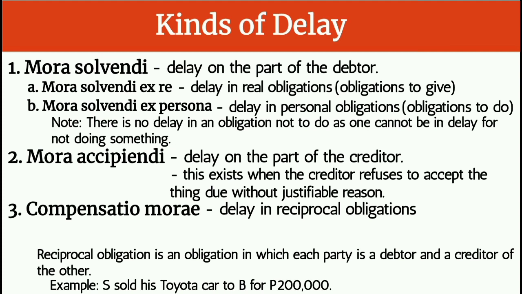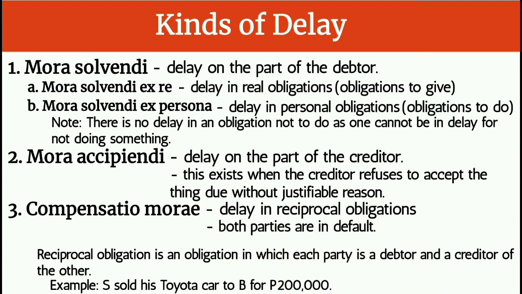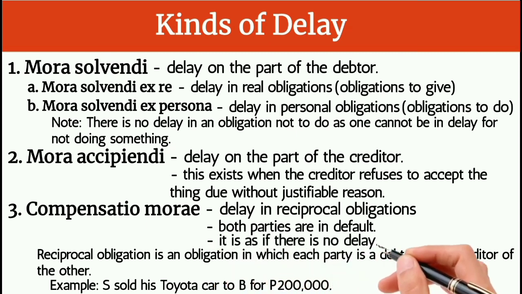Since compensatio morae is the delay in reciprocal obligations, both parties are in default. Meaning to say, si debtor at si creditor ay delay. Nag-incur ng delay si debtor and at the same time, nag-incur din ng delay si creditor. In compensatio morae, it is as if there is no delay. Why? Parang walang delay kasi nga si debtor in delay siya and at the same time si creditor in delay din siya. That's why it is as if there is no delay because both parties are in default or in delay.